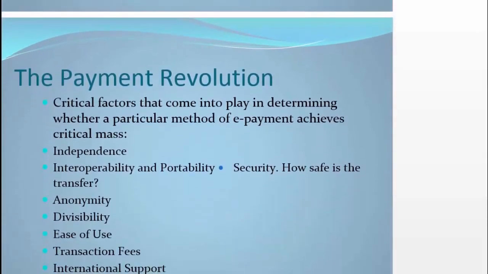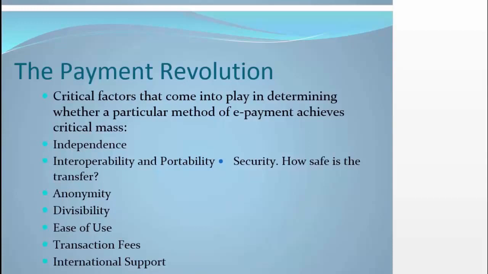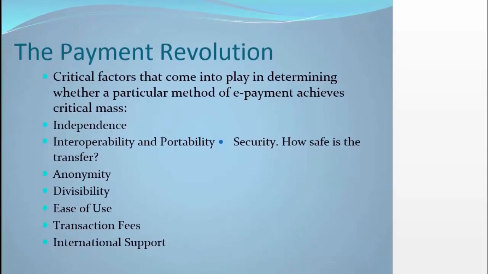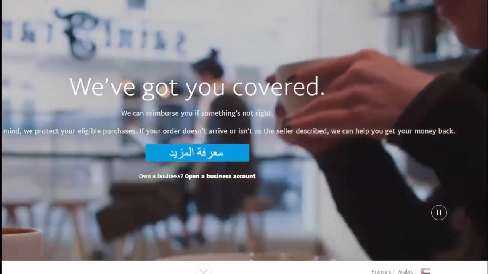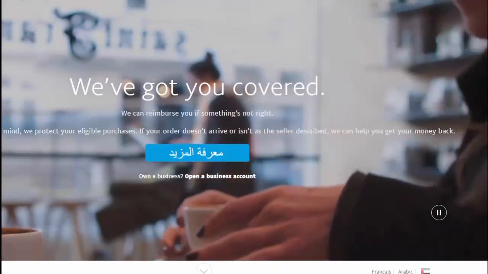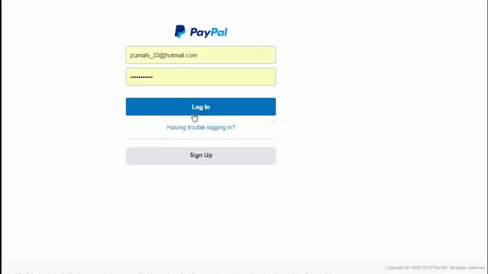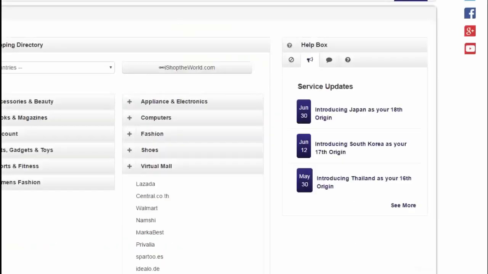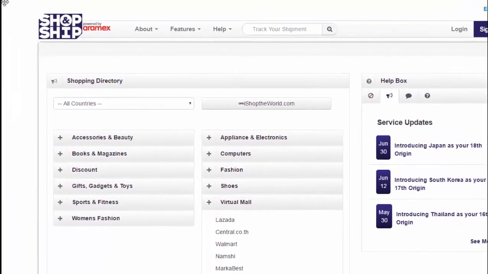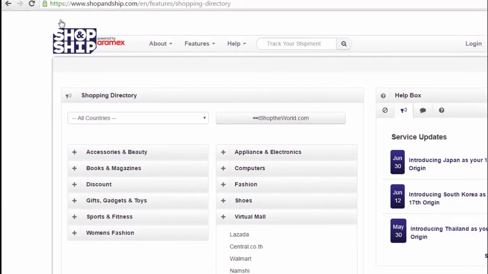The payment revolution. Alright, before I even try to get into the chapter, let me show you something really interesting that happened to me. I'm a member of PayPal, paypal.com, and this is what it looks like. I'm going to log in, and I can see my PayPal summary. Let me move this a little bit up so that you know what website I'm looking at.